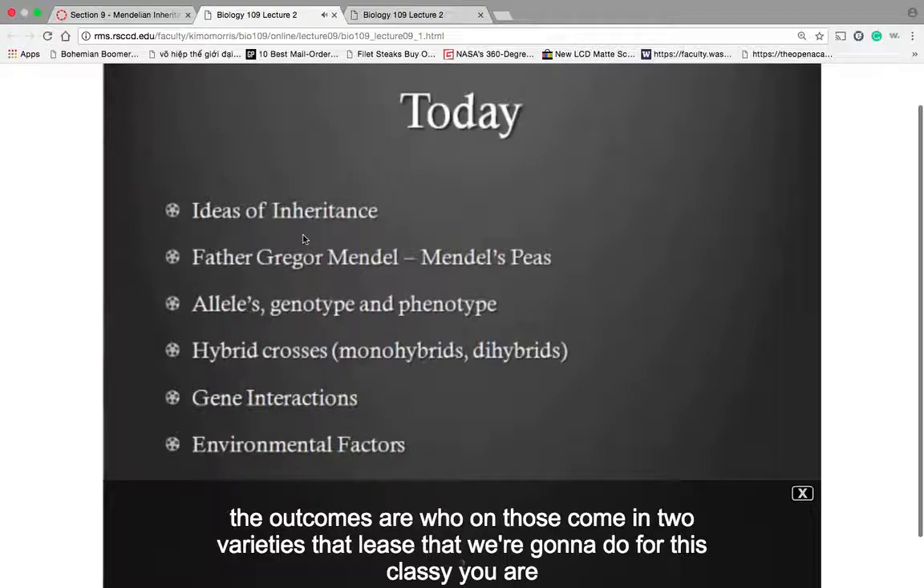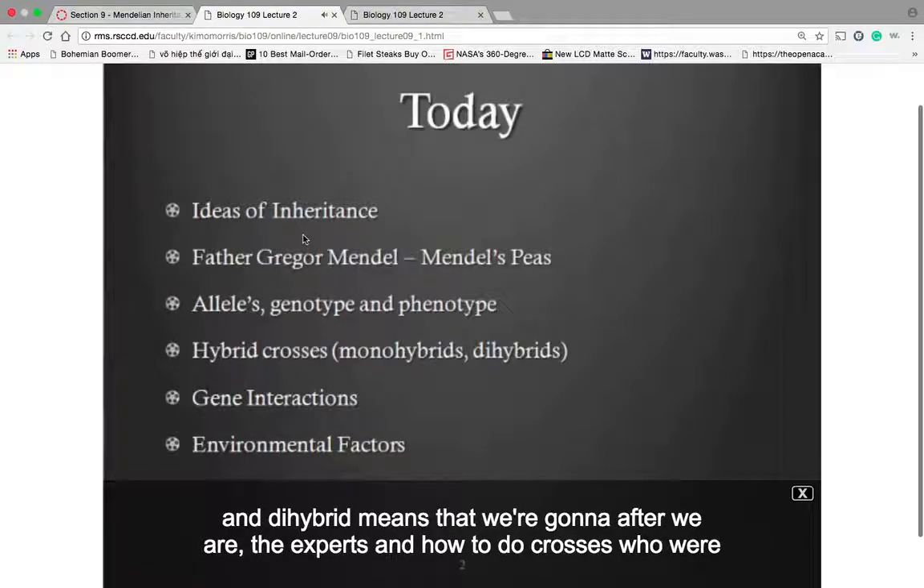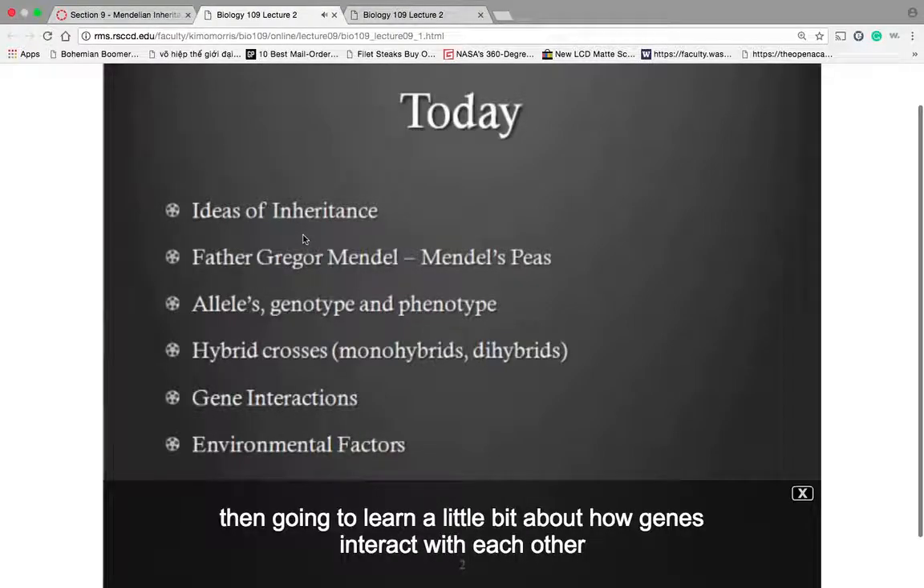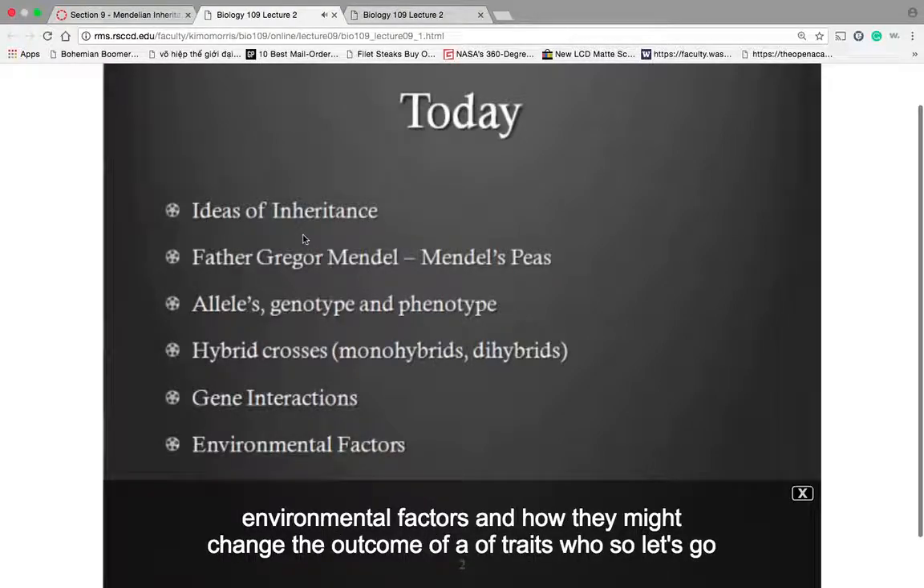Those come in two varieties, at least that we're going to do for this class. You are responsible for knowing how to do monohybrid crosses and also dihybrid crosses. When we get to it, you'll know exactly what monohybrid and dihybrid means. Then, after we are kind of experts in how to do crosses, we're going to learn a little bit about how genes interact with each other and how they might influence the outcome of what you might actually see in offspring, as far as traits go. And then we're going to also talk about environmental factors and how they might change the outcome of traits.